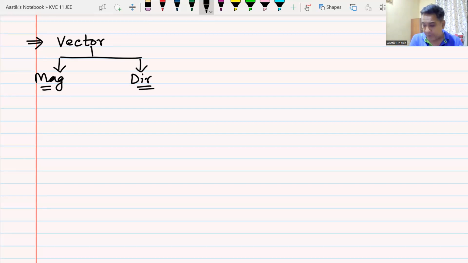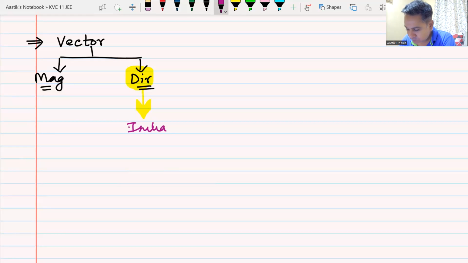So a vector will have magnitude, it will have direction. Now, first let us talk about direction, because in a vector, direction is the most important thing. What is the direction of this vector? First tell me that. What is the direction of displacement vector? The direction is from initial position to the final position. Do we understand this?